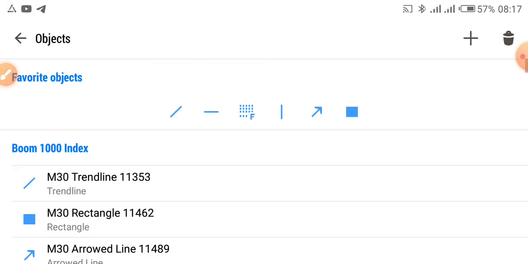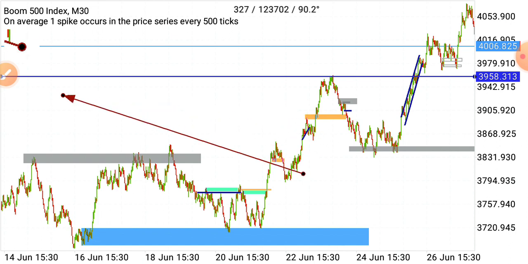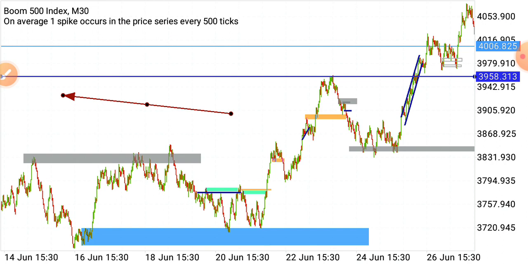Okay, let me draw this horizontal stuff to show you. You see, look at. So your ability to mark out all these zones once you open your chart is what will help you to trade successfully, catching spikes and trading against spikes in boom and crash. This is a 2-in-1 strategy and it's working perfectly fine.